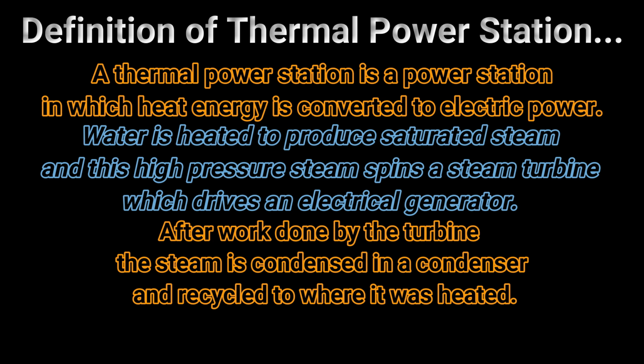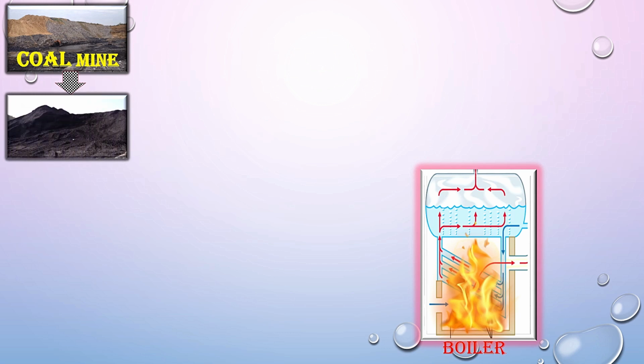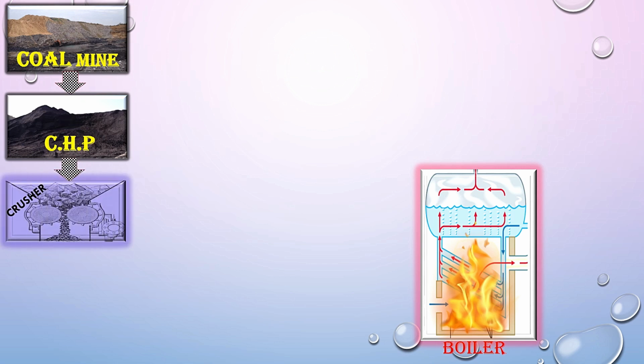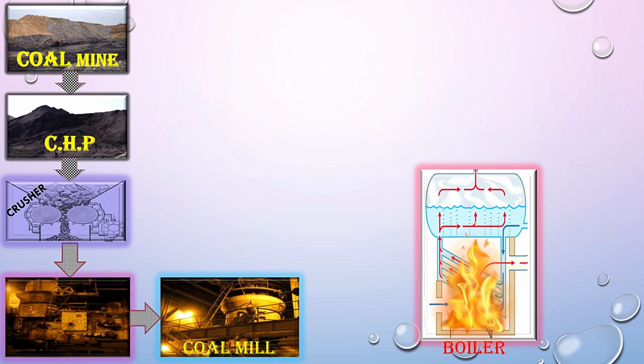Let's understand it by process diagram. From coal mines, coal is transported via railway wagon or dumper truck to the fuel storage and processing unit called CHP in the power station. After crushing the coal in the crusher, small size coal particles are transferred to the coal bunker through the coal conveyor belt. From the coal bunker, coal is fed to the coal mill through the coal feeder. The function of the coal feeder is to feed coal to the coal mill as per demand in a controlled way.